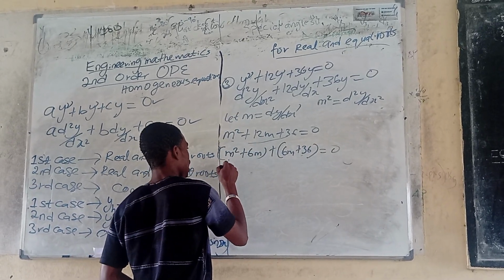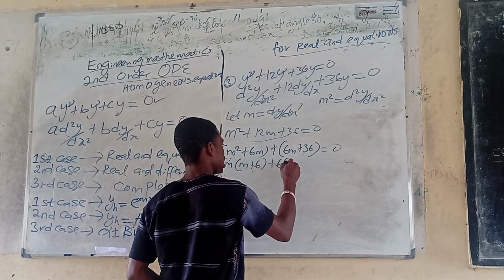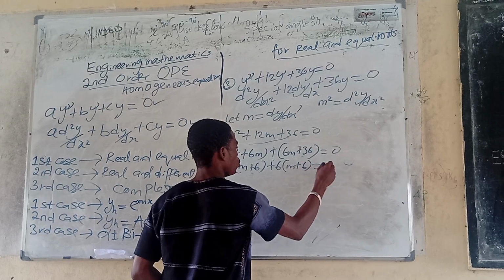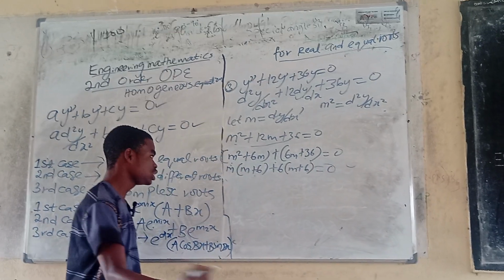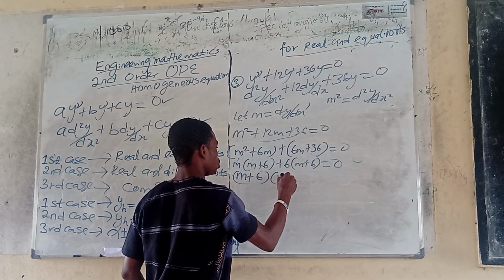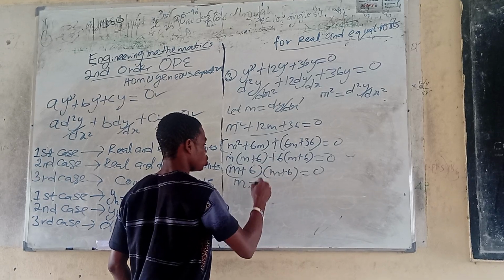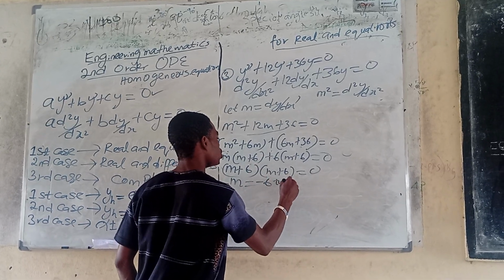So this will be m(m plus 6) plus 6(m plus 6) equals 0. What's the next step? Group them: (m plus 6)(m plus 6) equals 0. So your m equals minus 6 twice.